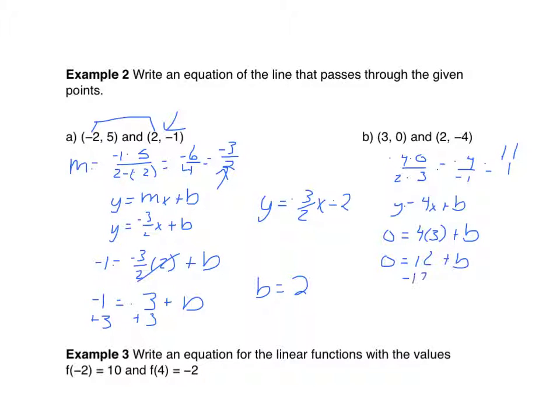I have to subtract 12 to the other side. b equals -12. Now I write my formula, y equals 4x minus 12. Sorry about that. Couldn't squeeze that 12 in there, but it's 4x minus 12. Again, moving on. I'll have to scroll down here, so give me just a sec.